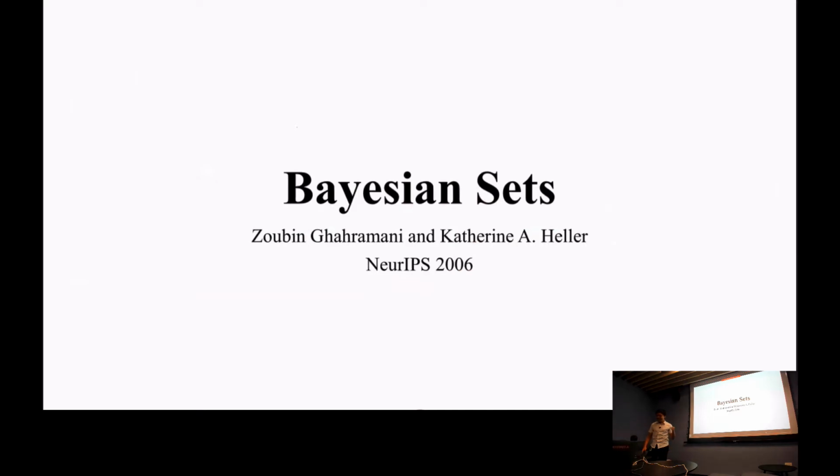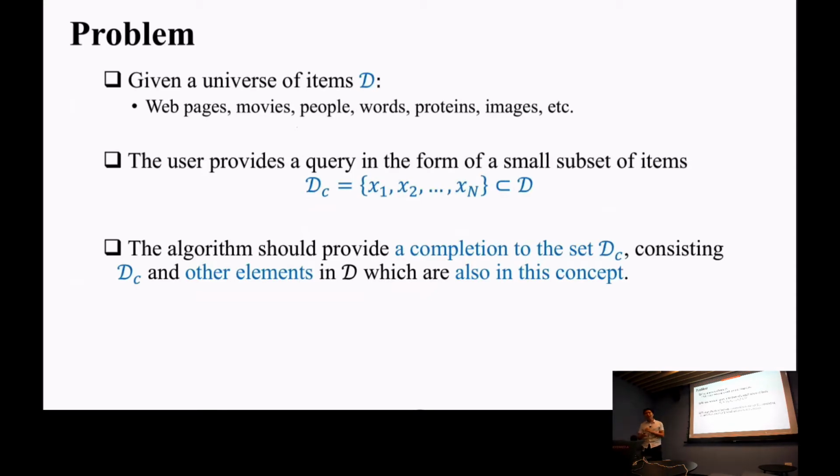Yeah, and then the paper that I picked to present today is called Bayesian Sets. It is a paper published in NIPS 2006, so 13 years earlier than the paper we saw before. Still good. Yeah, but still good. Classic one.